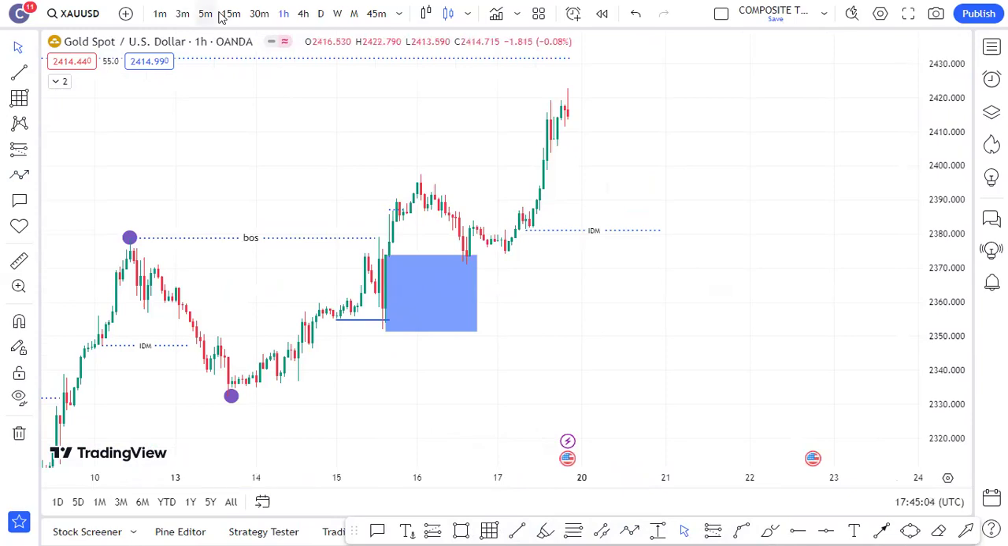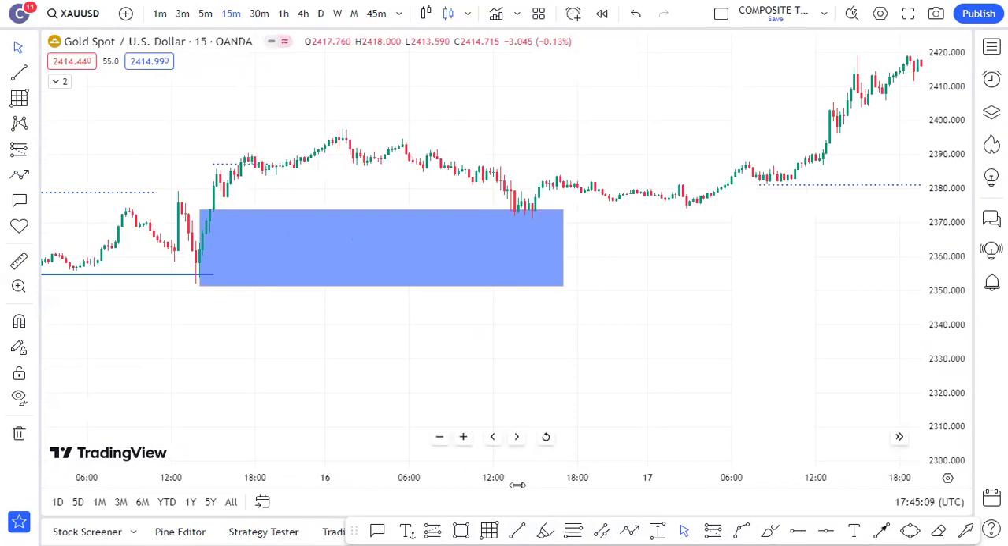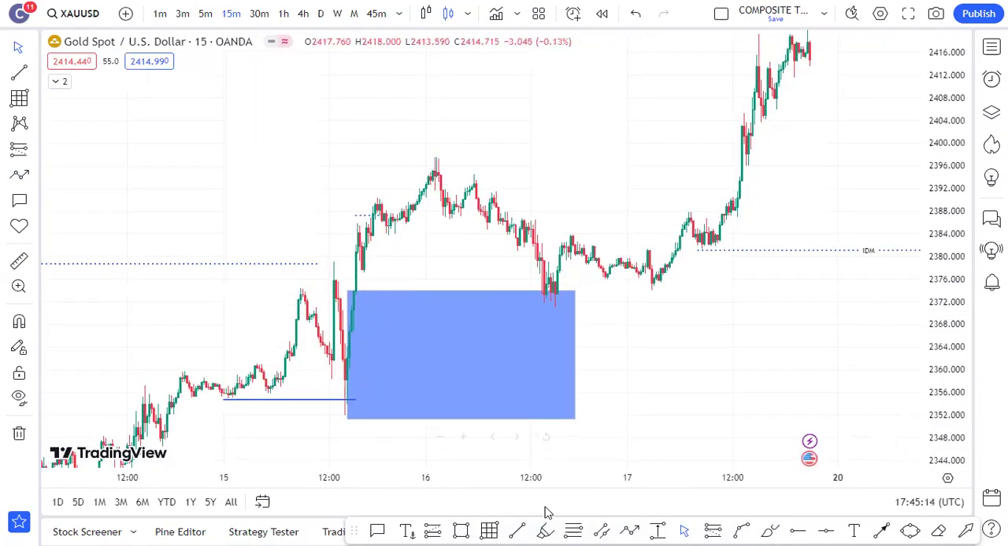And let me see on 15 minutes if there's something new. If there's anything on 15. On 15, you can see the last inducement on 15 was here.